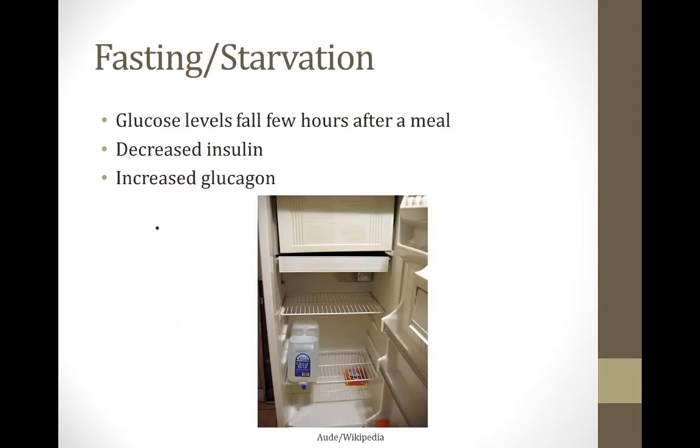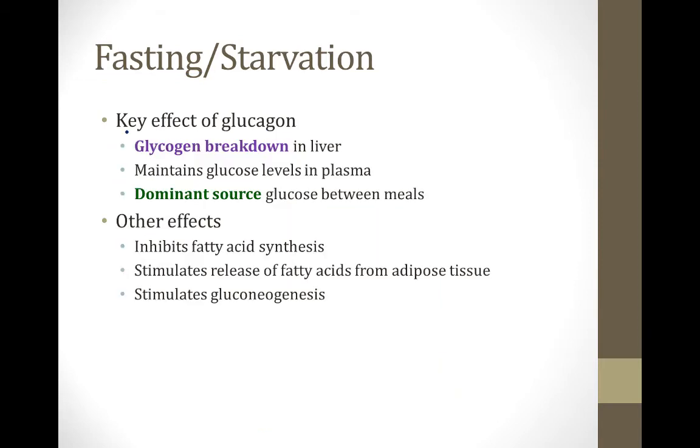So all that is the biochemistry of the fed state, but what happens when you begin fasting or you enter a starvation state? Well, the glucose levels in your plasma begin to fall a few hours after a meal. This leads to decreased insulin secretion, and this will trigger increased glucagon secretion. The most important effect of glucagon is to stimulate glycogen breakdown in the liver.